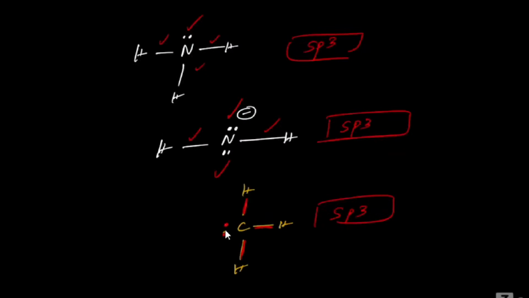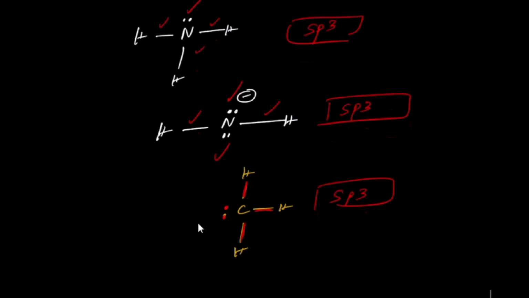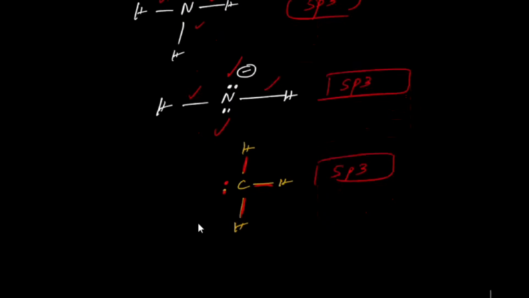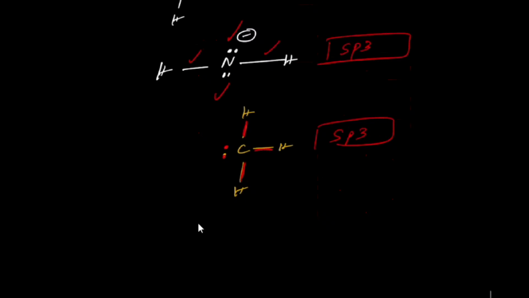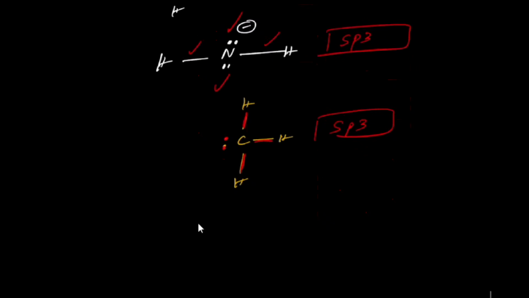So this carbanion has one lone pair and three bond pairs. So total four groups are present. That's why hybridization is again sp3. Clear? Now next. What about carbocation? Let me draw a carbocation. Carbocation has three bond pairs and zero lone pairs.